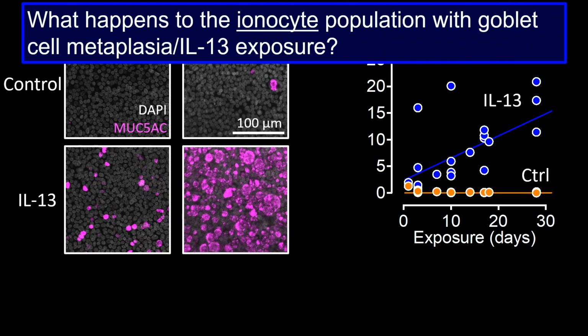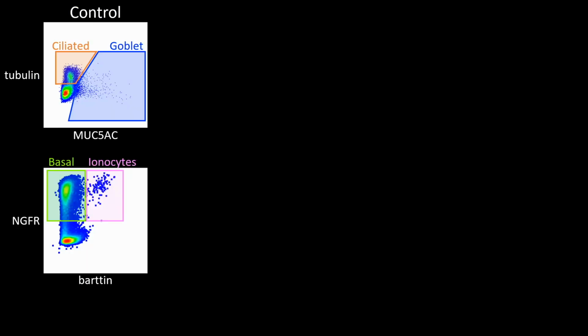So what happens then to ionocyte population as we increase the number of goblet cells with IL-13 exposure? So Guillermo developed a flow-based assay where he used different markers to identify the different cell types in the airway epithelia. And so he used tubulin, MUC5AC, NGFR, and Barden staining to identify ciliated cells, goblet cells, basal cells, and ionocytes. And you can see we can very clearly distinguish between these populations.